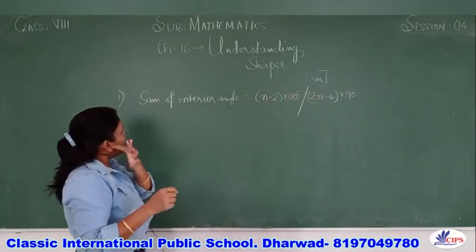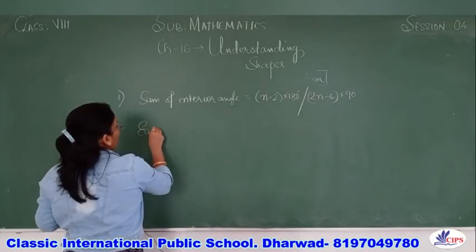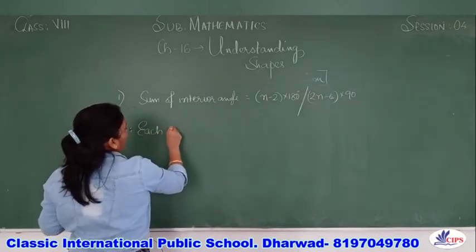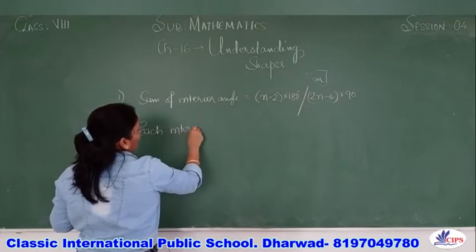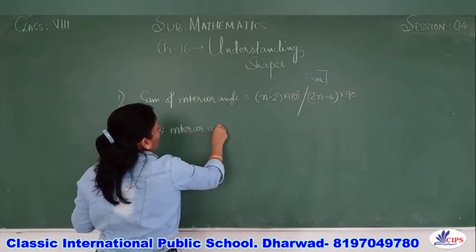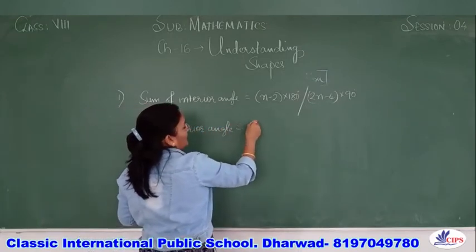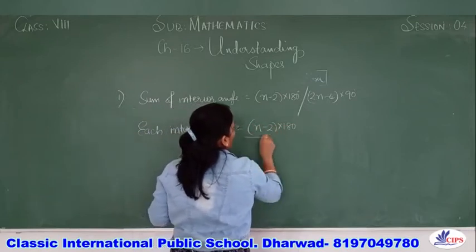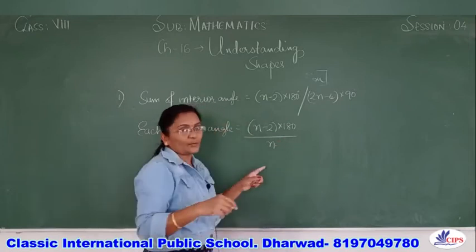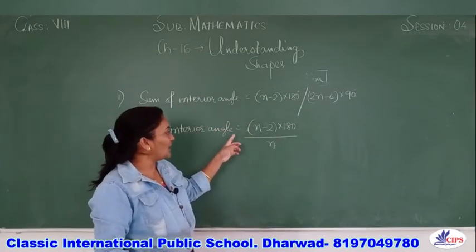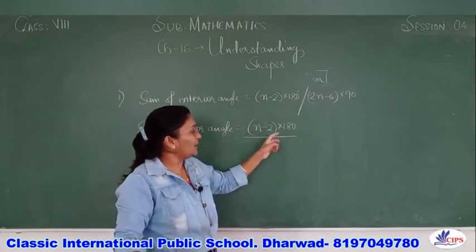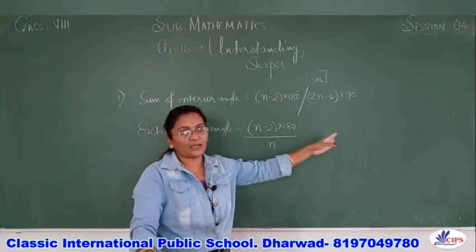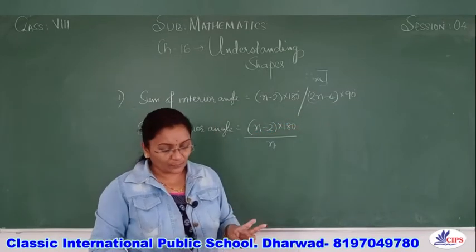Next, how to find each interior angle? Each interior angle means one interior angle. How to find it? Each interior angle is equal to the sum of its interior angles divided by the number of sides. N means the number of sides, isn't it? So the formula is (n minus 2) into 180 by n, or (2n minus 4) into 90 by n. So we have finished two formulas.